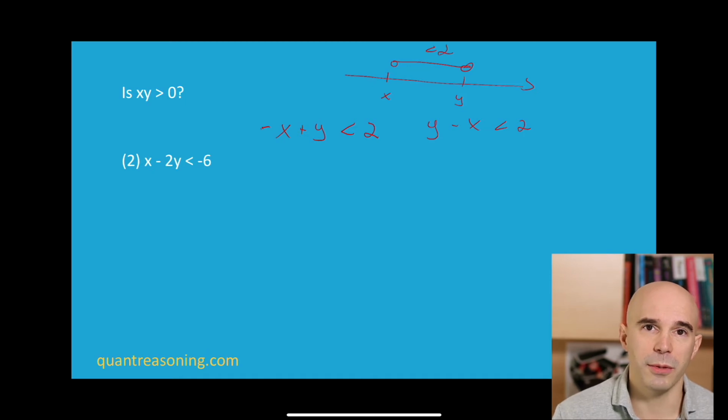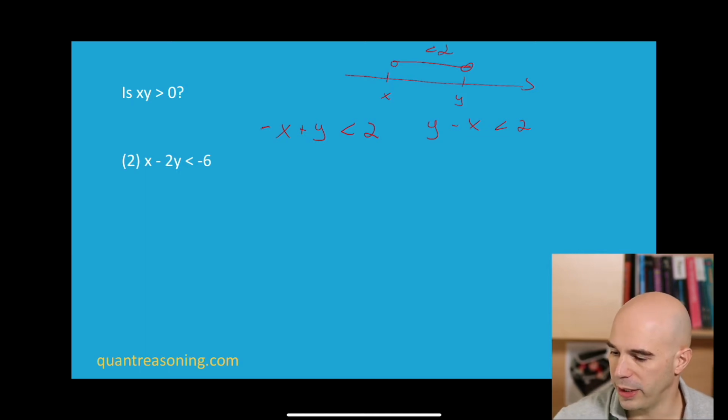Now, what do you think about statement 2 here? How would you translate that onto a number line? Again, I would probably want to multiply by -1, but do you see that it's a very similar kind of statement in terms of the type of information that's providing? I want to show you another way to rephrase statement 1. We had for statement 1, y minus x is less than 2. If I add x to both sides, I could also say y is less than x plus 2. You see that?